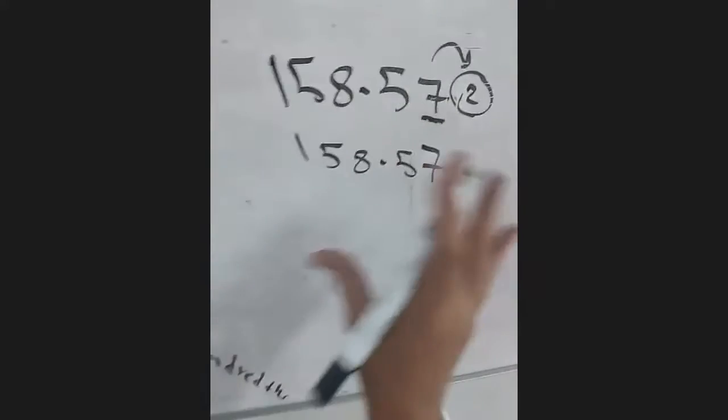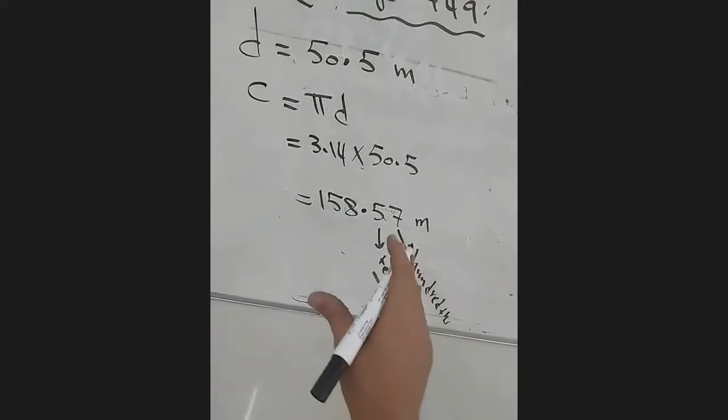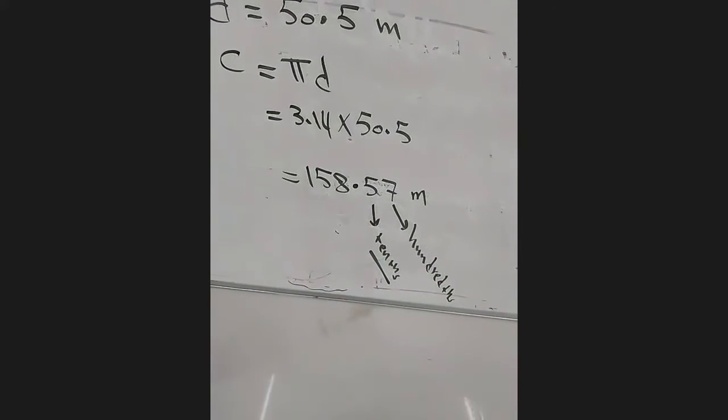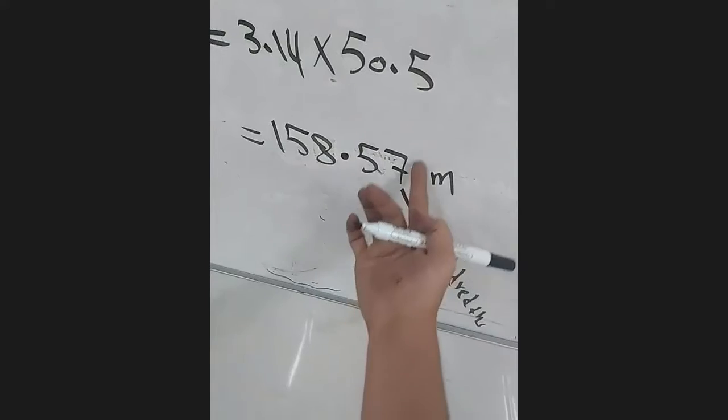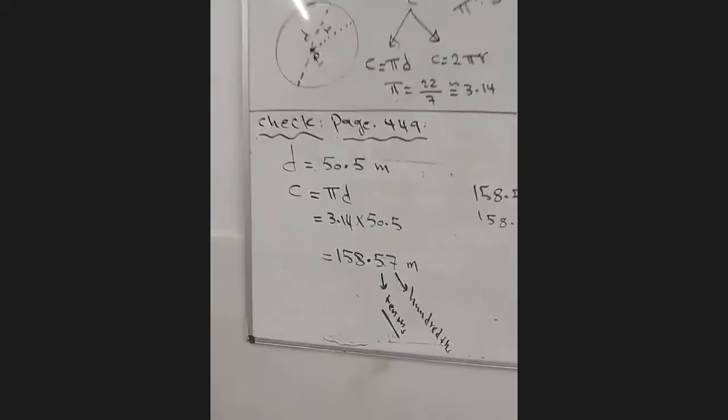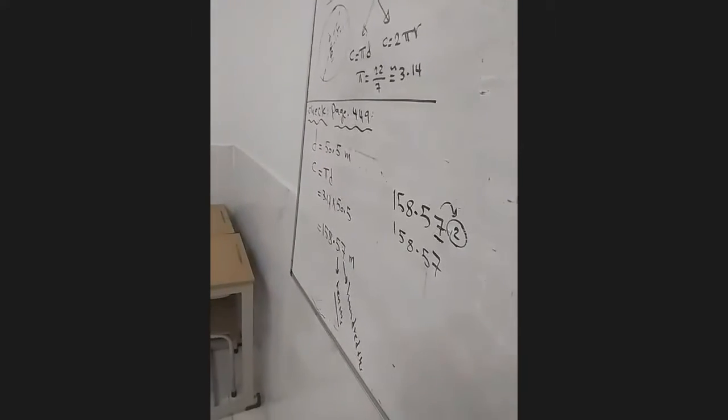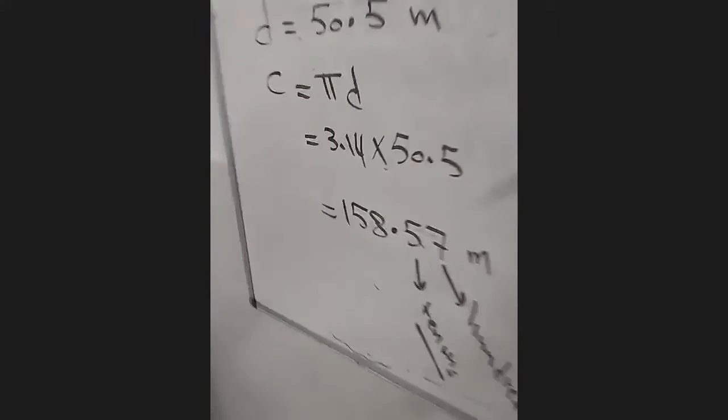So this is what they mean when they say round to the hundredths, if necessary. Here, it's not necessary because there is nothing after it. Okay, guys? This is the check on page 449. Copy it, please, and let's go to example 2.